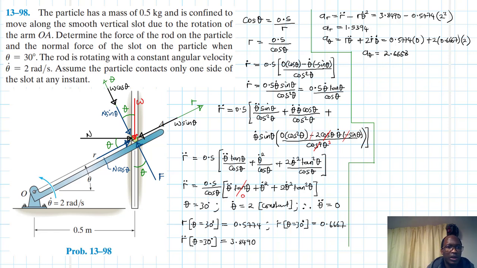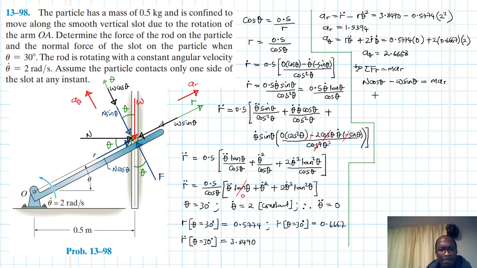Alright, then let's sum up the forces. We have our acceleration kinetic diagrams in this direction like so, and in that direction like so. So this is our AR, this is our A theta. So what do we have in these directions? Summation of forces in the R direction equals m AR, going that direction being our reference. So we have N cos theta minus W sine theta equal to m AR.